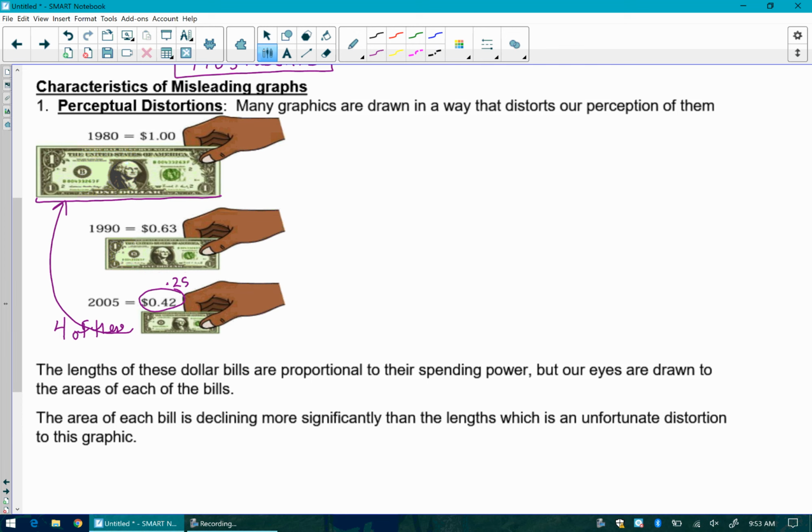So unfortunately, if they wanted to keep this a true representation, what they should have done, let me erase that, is not changed the width at all on any of these dollar bills and kept the width the same and only changed the length. If they had only changed the length, then we wouldn't have that ability to say, oh, well, if I can fit 4 of these in there, then this really should be representing a quarter. Okay, so that was the idea there.